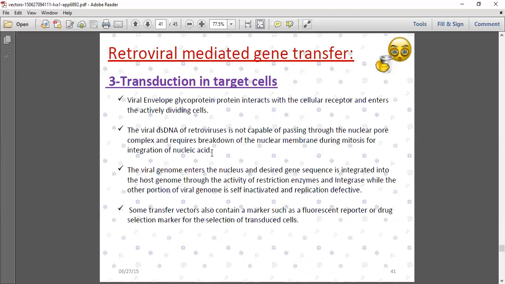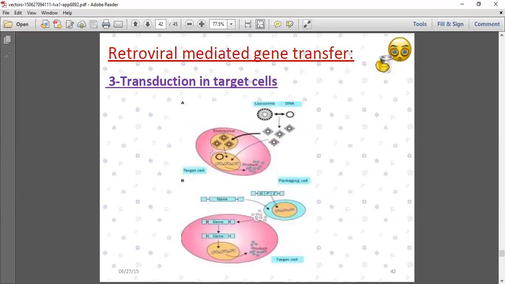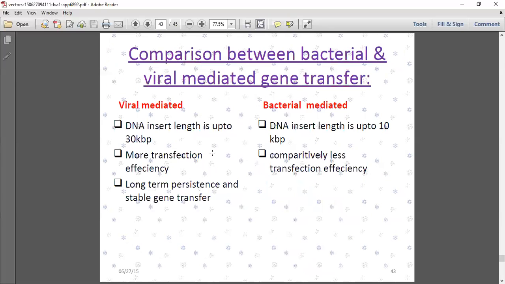Then transduction in target cells: the viral envelope glycoprotein interacts with the cell receptor and enters the actively dividing cells. Some transfer vectors also contain a marker such as a fluorescent reporter or drug selection marker, enabling selection of transduced cells, while integration takes place in the target cells.